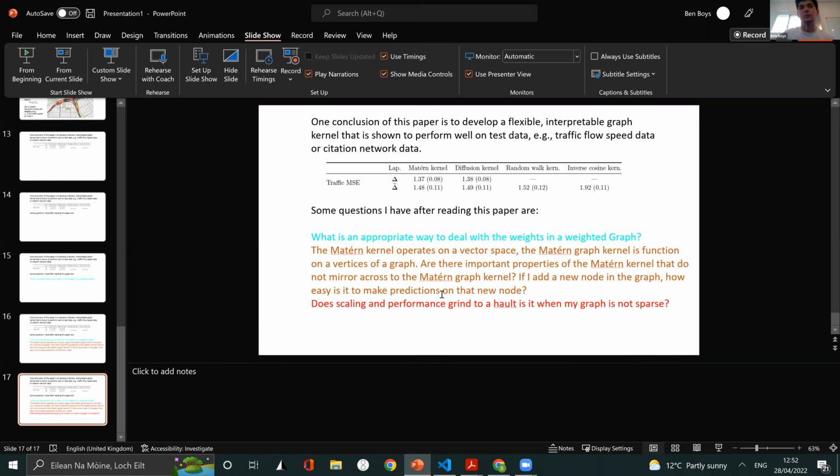And how does it scale with a graph that's not sparse? If it's not sparse, then we can't use sparse techniques to invert this precision matrix to get a covariance matrix. So how does it scale?